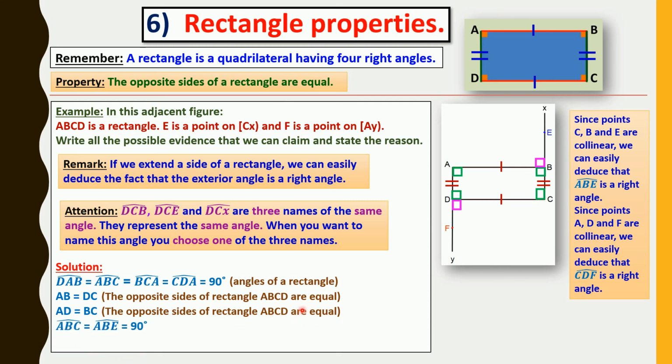We can also claim that angle ABC equals ABE equals 90 degrees because points CB and E are collinear. It means they are located on the same line. Also, angle CDA equals angle CDF equals 90 degrees, also because the points AD and F are collinear points.